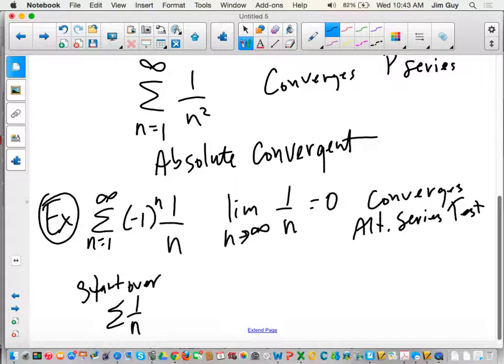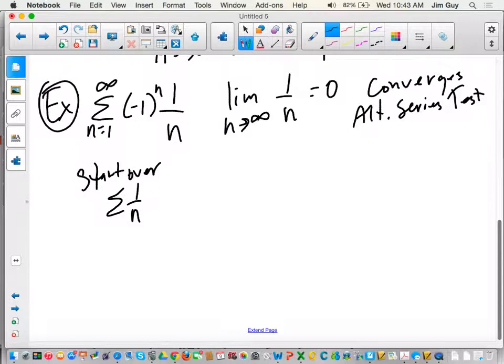So I want you to recognize it's a completely different series. And we look at that, just the 1 over n, what will that do? Yes, why? P-series. So, what does this do? Conditionally convergent.